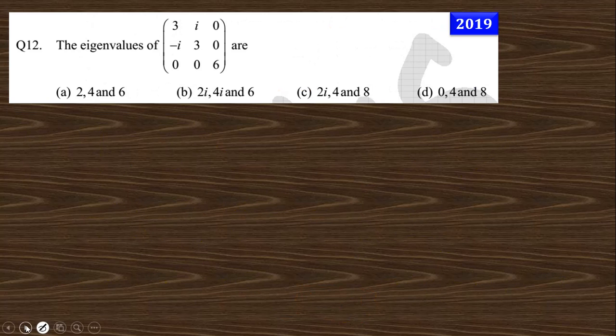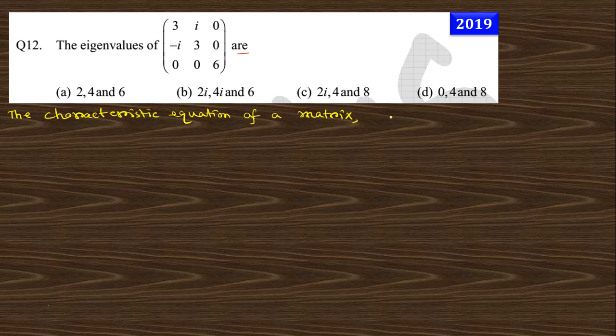Next question. What are the eigenvalues of this matrix? You know the characteristic equation of this matrix. The characteristic equation of a matrix is the determinant of A minus lambda I equals 0.